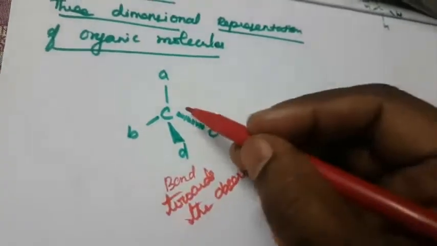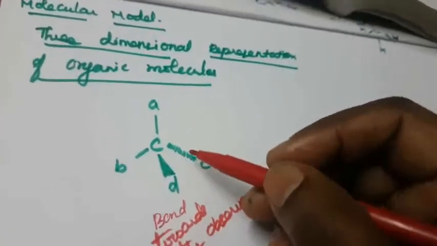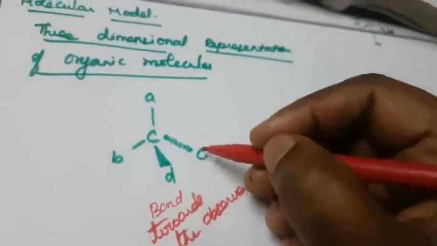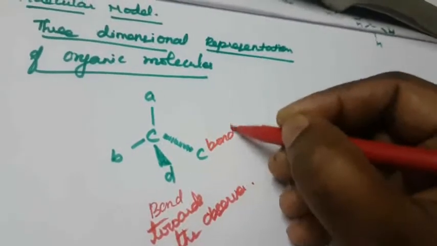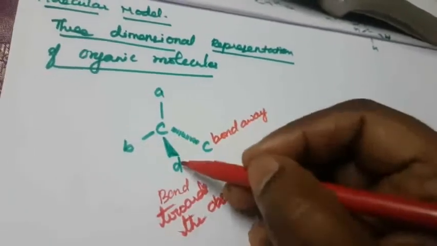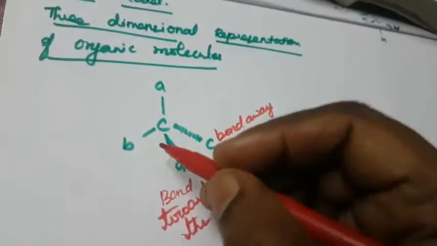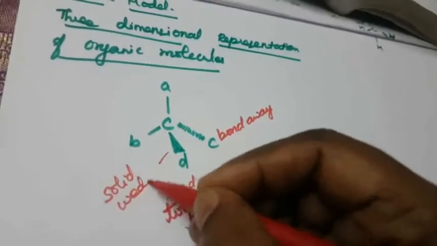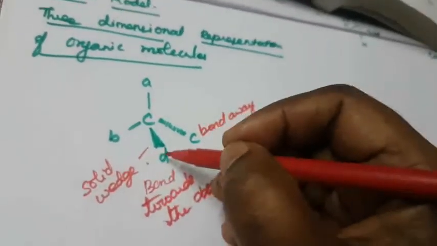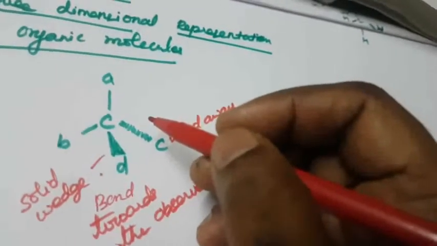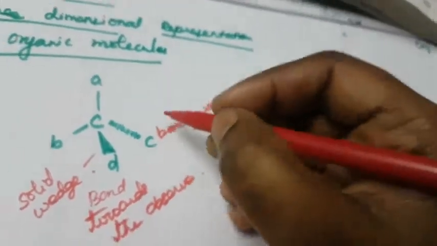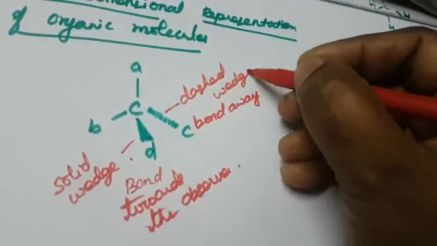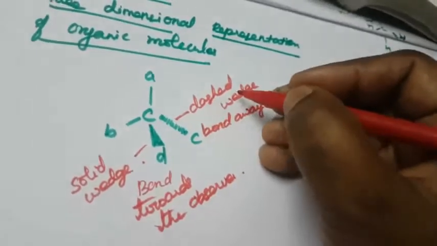Next one is the bond away. That is the back side of this carbon. In the 3-dimensional view, it is a bond away from the observer. This is the solid line. What is the name of this one? That is the solid wedge, or heavy line. The dotted line is called the dashed wedge.